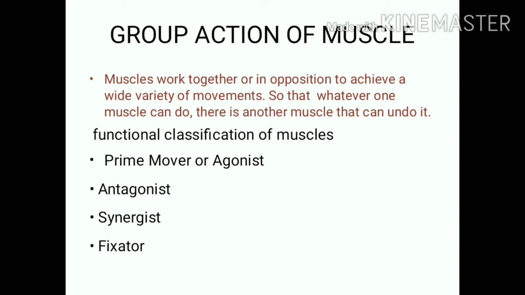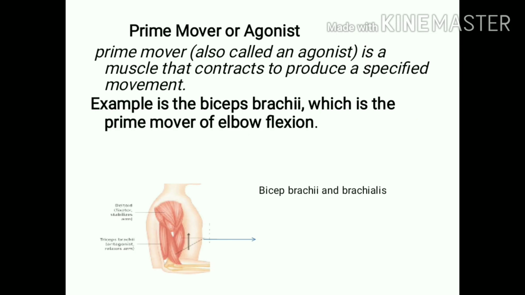So here is the functional classification of the muscle. Number one, agonist or prime mover. Number two, antagonist. Number three, synergist. And number four, fixator. Let's talk about the prime mover first. Prime mover is a muscle that contracts to produce a specified movement. For example, biceps brachii, which is the prime mover of the elbow flexion.